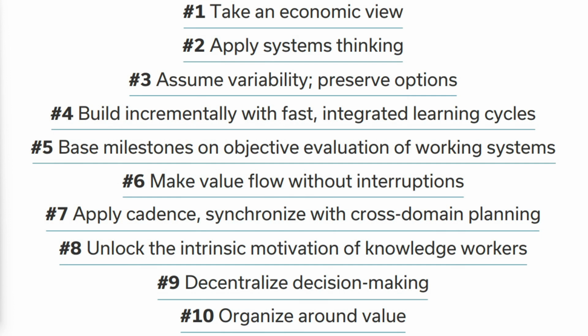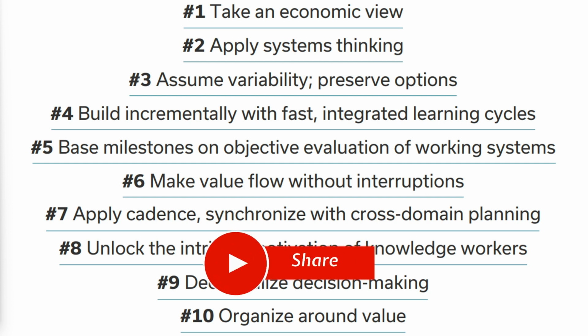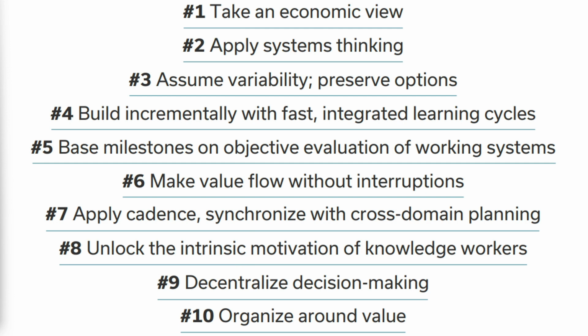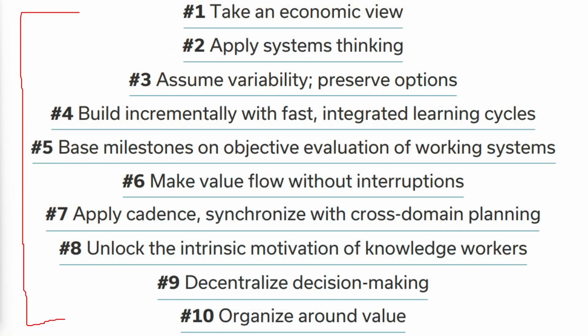Scaled agile is based on, and if you go over these 10 principles, take an economic view, apply systems thinking, they are also talking about build incrementally with fast integrated learning cycles. They're talking about apply cadence, synchronize with cross domain planning. Number 9 talks about decentralized decision making. Number 10 talks about organize around value. All of these actually sound pretty similar to what the existing agile manifesto principles talk about. They are also similar to what the PMBOK 7 talks about when it talks about the principles of project management, right? So they are pretty similar because somewhere they are influenced by the agile manifesto.